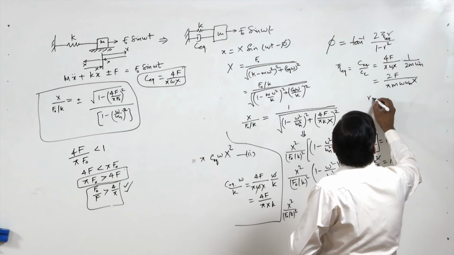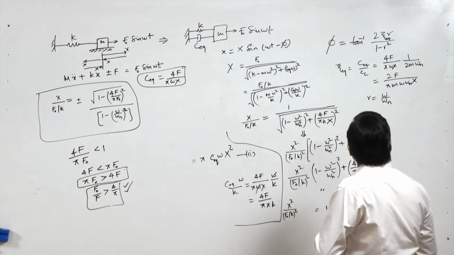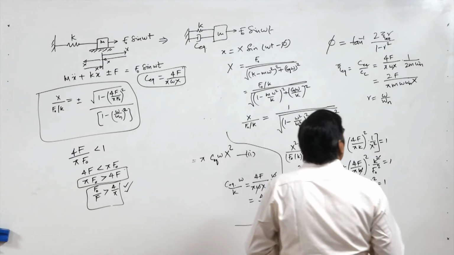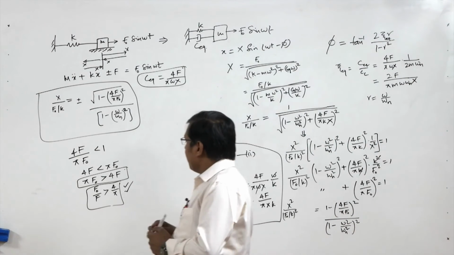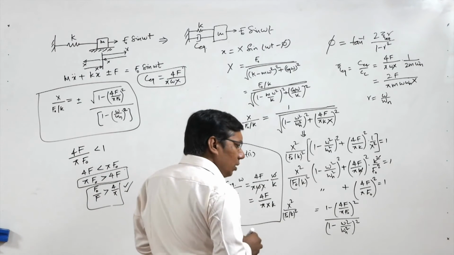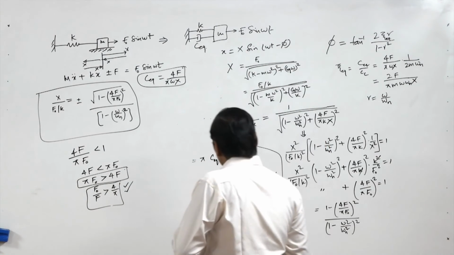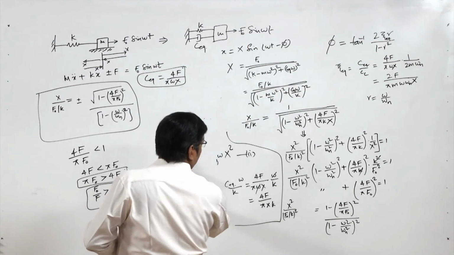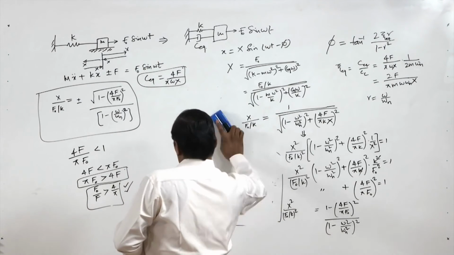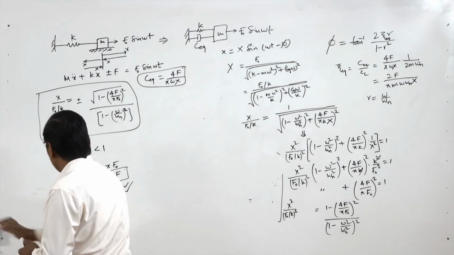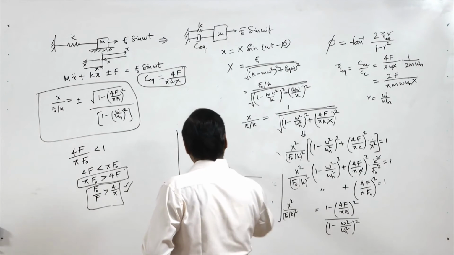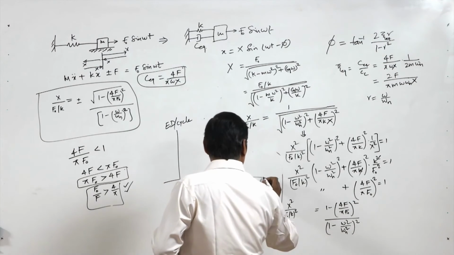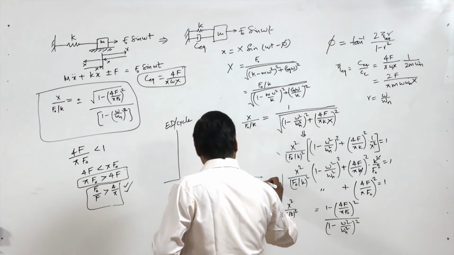And r is omega by omega n. Okay, so we can get the phase. Now if we want to know what is the energy dissipated, we can plot. So this is the energy dissipated per cycle, and this is, I think, x.